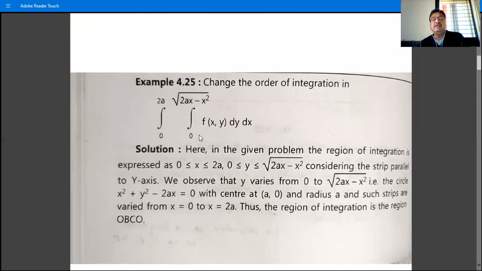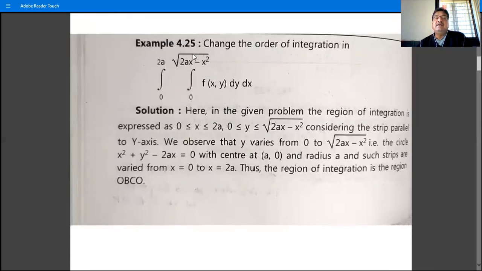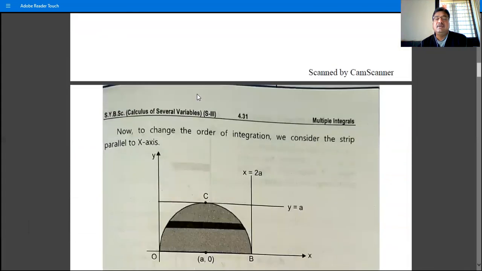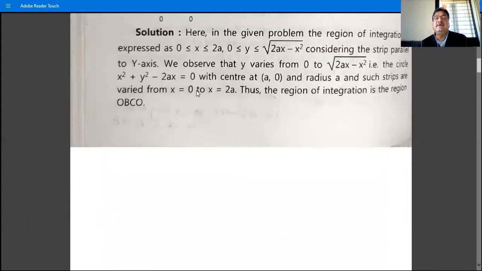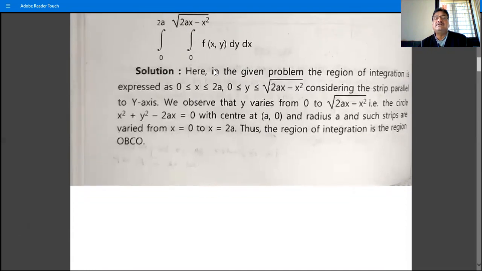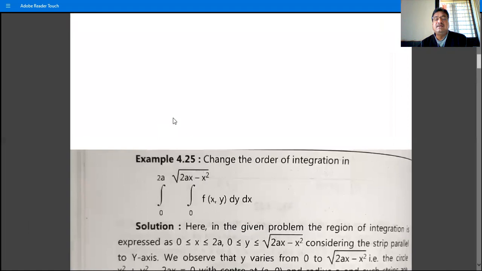So we are given this integration from 0 to 2a and 0 to root 2ax minus x square. This is the limit on y, and this is the limit on x. Because this is in terms of x, it means it is a limit on y. So what is given? We are given y is equal to root 2ax minus x square. Then taking square of both sides, what do we have?